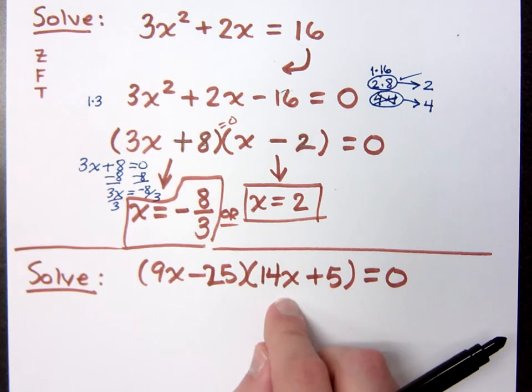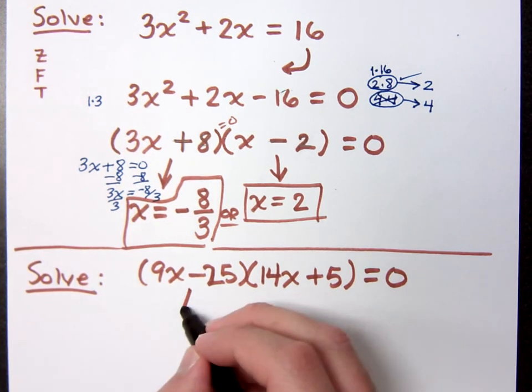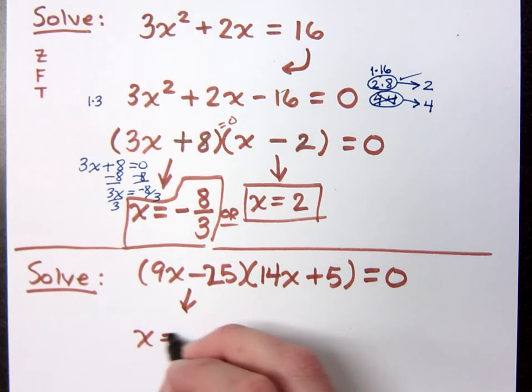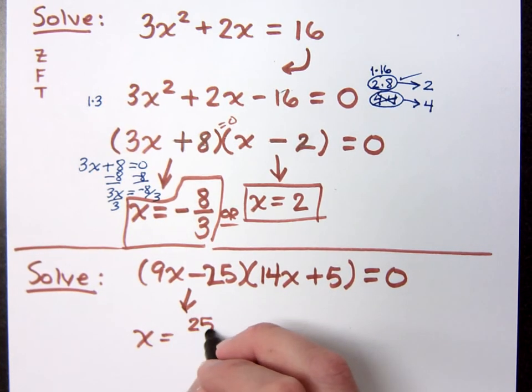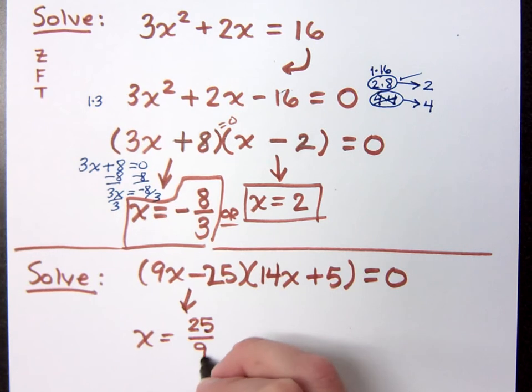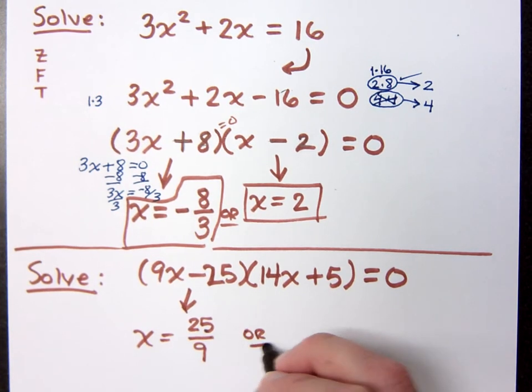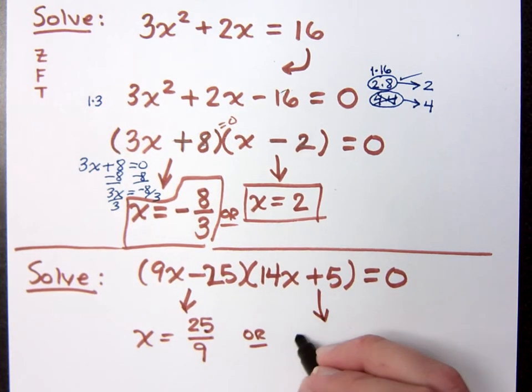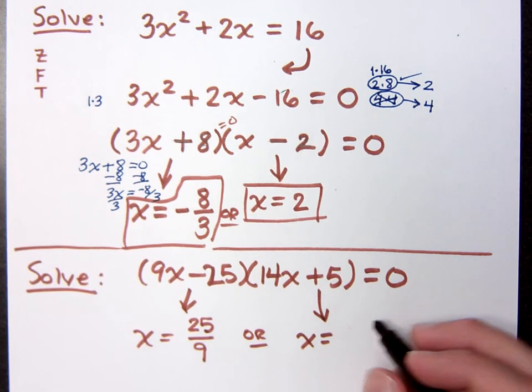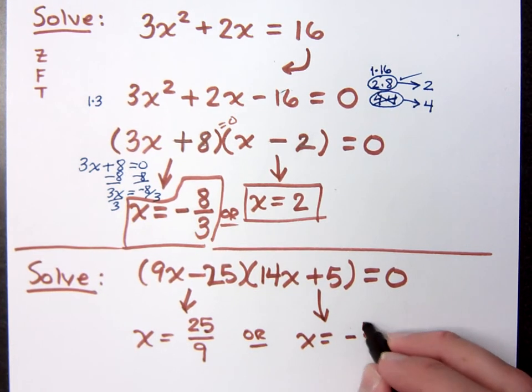And it's already factored. So that means from here, we can just say that x equals, you would add the 25, and then you divide by 9, right? On the other factor, x equals 5 over 2. It's not 5 over 14. It's negative 5. You have to subtract the 5 first, right? And then you divide by 14.